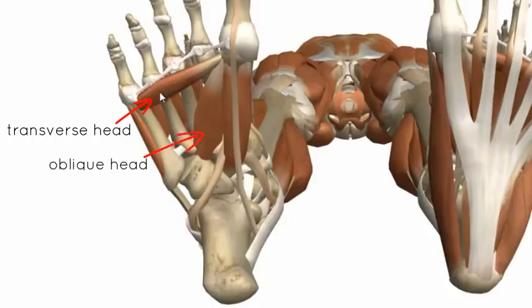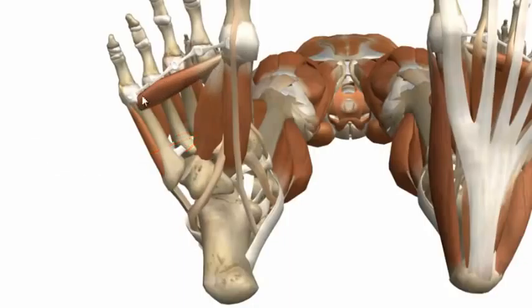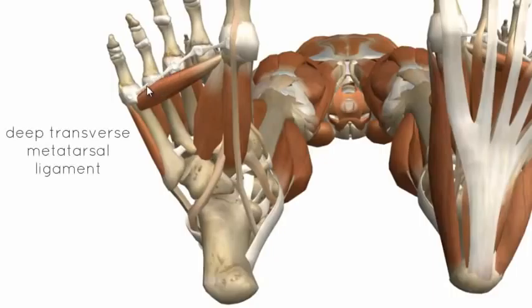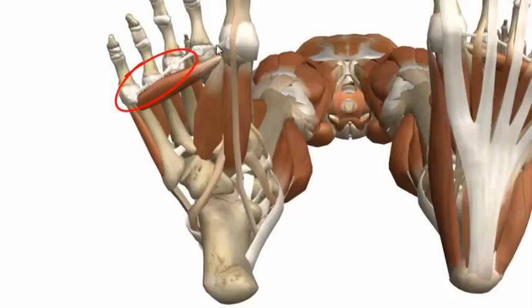So the transverse head runs horizontally across the foot, and it originates on the deep transverse metatarsal ligament. So you can see this ligament here running across the MTP joint. So it originates on the deep transverse metatarsal ligament and the plantar ligaments of these lateral three toes, and then it inserts at the base of the proximal phalanx. So again, for some reason it's shown a little bit out of place here. It's shown inserting on the metatarsal, whereas it obviously inserts at the base of the proximal phalanx, so a bit further up here.